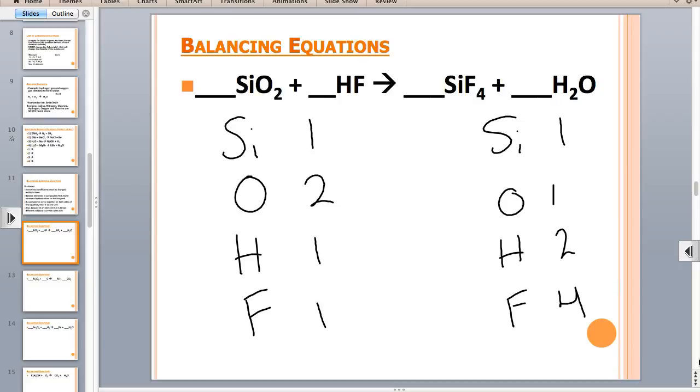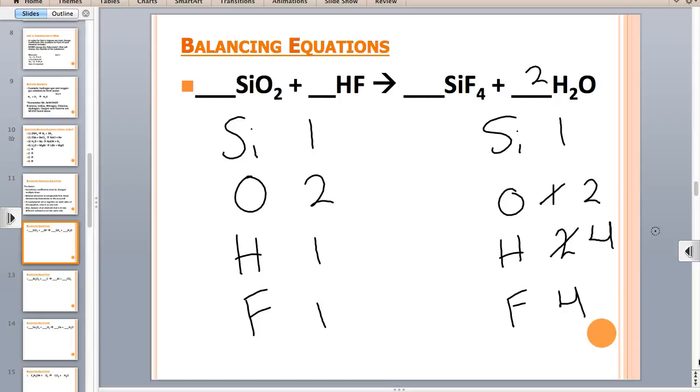So, anyway, silicon's looking pretty good. Oxygen is looking less good. So, I'm going to put 2 here so I can have 2 oxygens on both sides. And when you're doing this, make sure, this is with hydrogen. So, now I also have changed my hydrogen. So, I have 4 now.